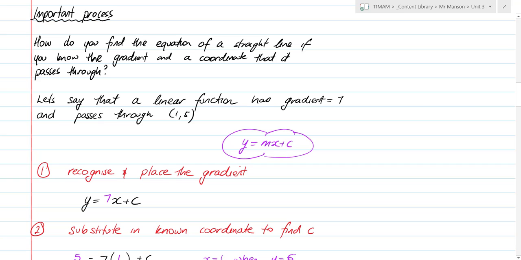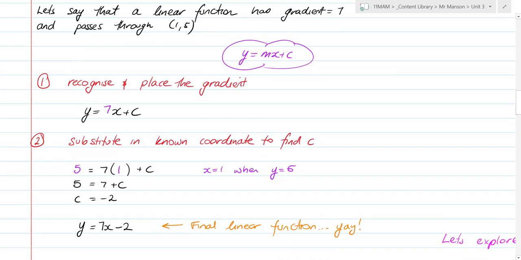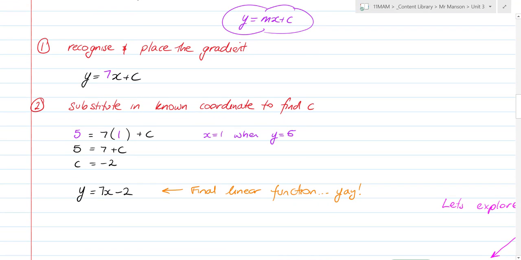To find a c value, there are going to be multiple ways you can do this. There usually is. But the way I think is easiest and best and works every time is to just recognise you have a known point. We've already put 7 in as our gradient. Put the known coordinate in. Solve for c. c comes out as -2. And there's our function: y equals 7x minus 2.